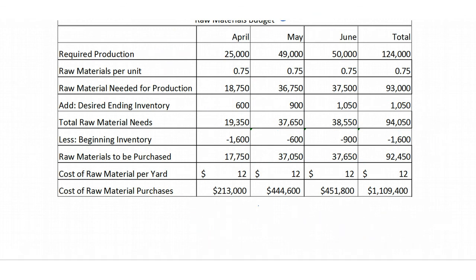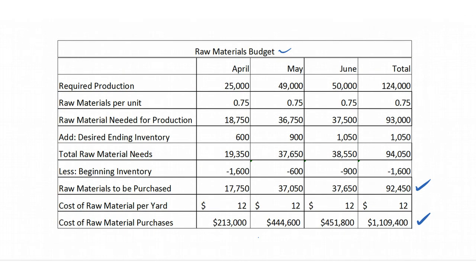So then we take our needs, we subtract our beginning inventory, and that gives us our raw materials needed to be purchased. Again, in yards, we've converted this to the yards of material we need. In this case, the cost is given to us at $12, so we multiply that out and we come up with the cost of raw materials purchased in each of those months and the quarter, as shown there.